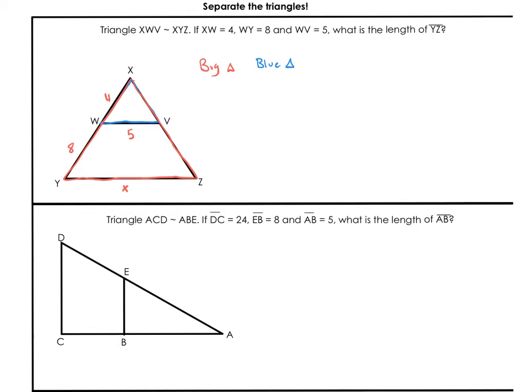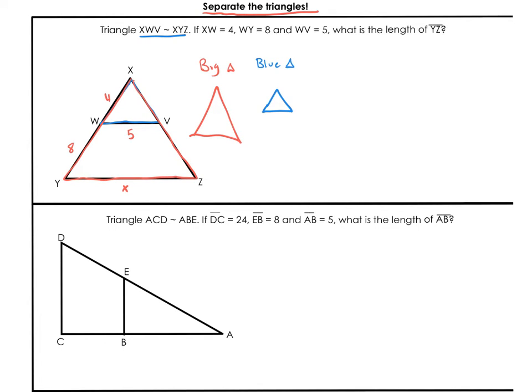So what you need to do is this, and I'm going to scream this in class a lot. You're going to have to separate the triangles. When the two triangles overlap, you separate them. So you're going to draw your big one, and you're going to draw your small one. Okay? And these two triangles are similar as stated. And once you separate them, it makes it much easier.